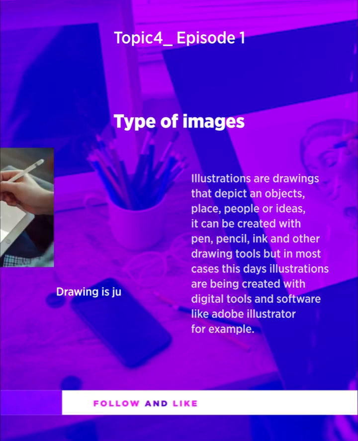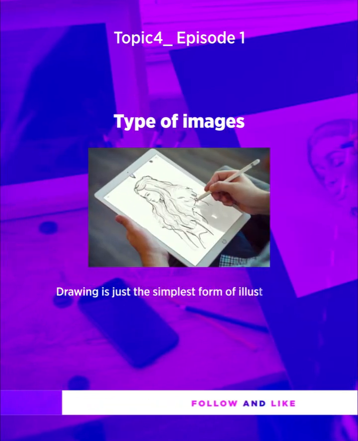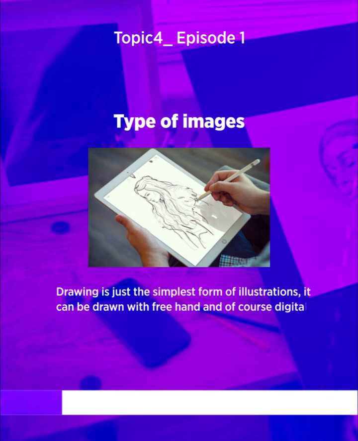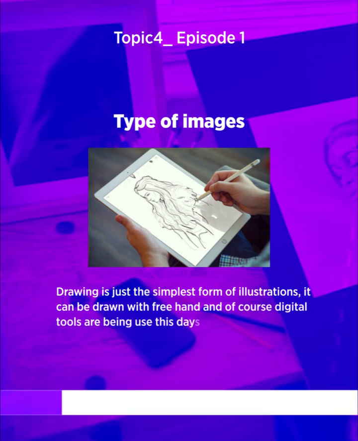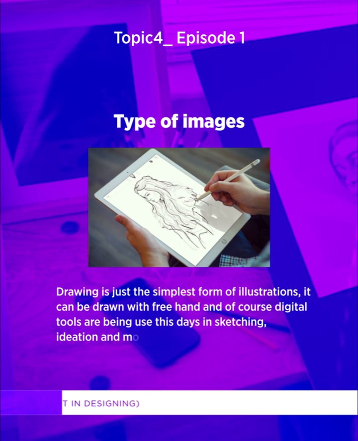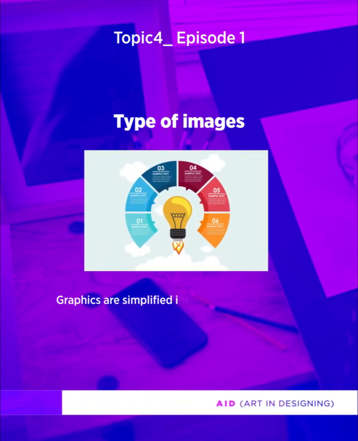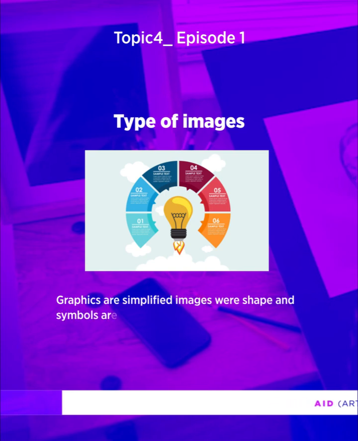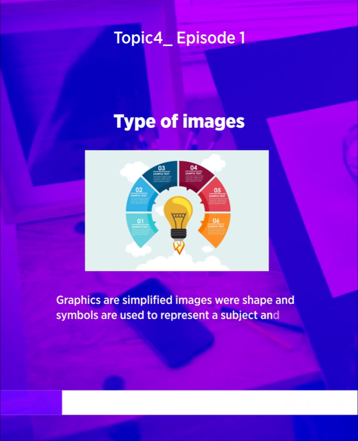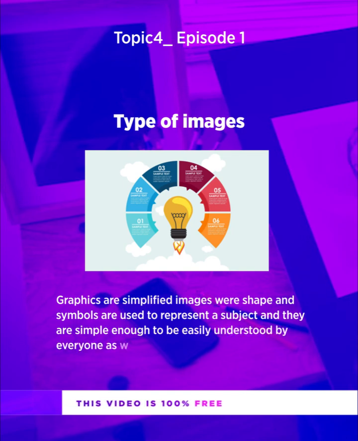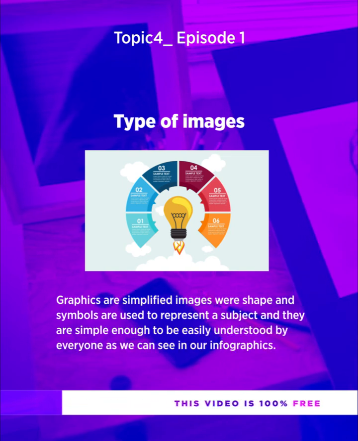Number 3 is drawing. Drawing is just the simplest form of illustration. It can be drawn freehand, and of course digital tools are being used these days in sketching, ideation and more. Number 4 is graphics. Graphics are simplified images where shapes and symbols are used to represent a subject, and they are simple enough to be easily understood by everyone, as we can see in infographics.